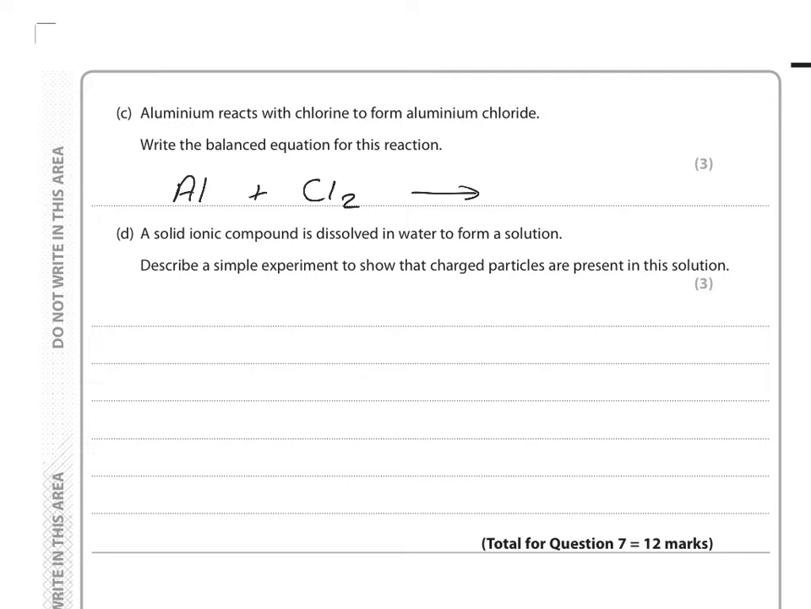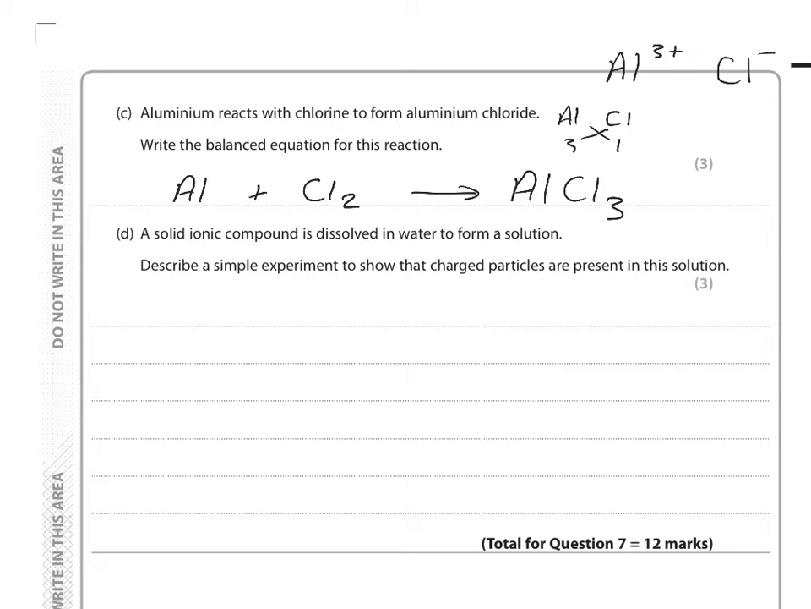You got 1 mark for getting those 2 species correct. You got the 2nd mark for getting the formula of aluminium chloride correct. Now aluminium is in group 3, so it forms 3 plus ions. Chlorine is in group 7, so it forms 1 minus ions. If you do the crossover rule with Al3+ and Cl1-, you get AlCl3. So the formula for aluminium chloride has to be AlCl3. So your 2nd mark was for getting that, and the 3rd mark was for balancing it.